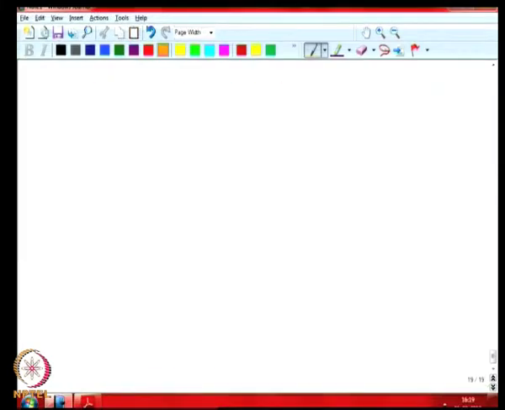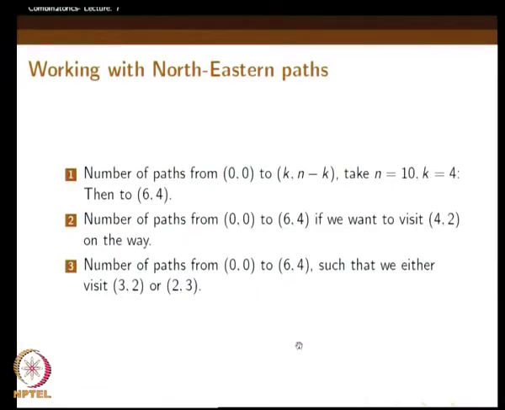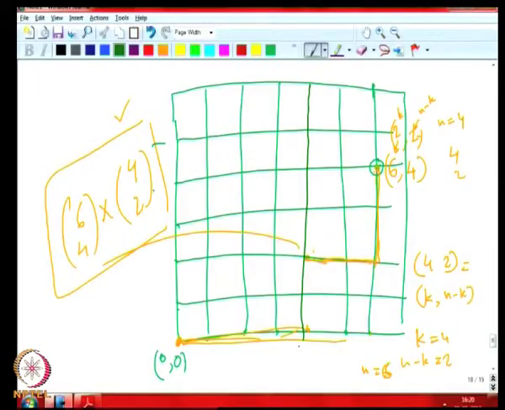6 4 same destination. Now this time the condition is that, let us say I remove all these things. So either I should visit 3 2 or 2 3.